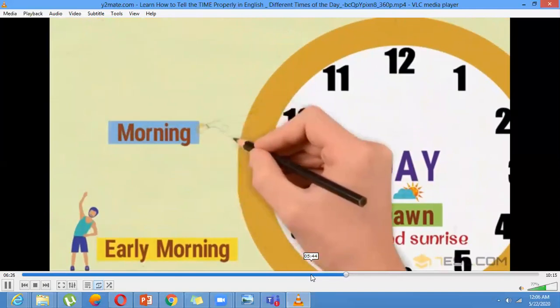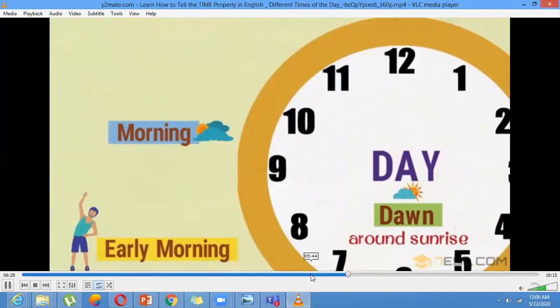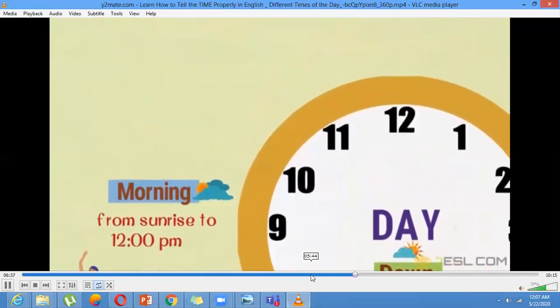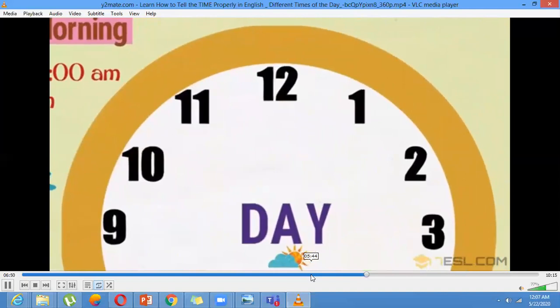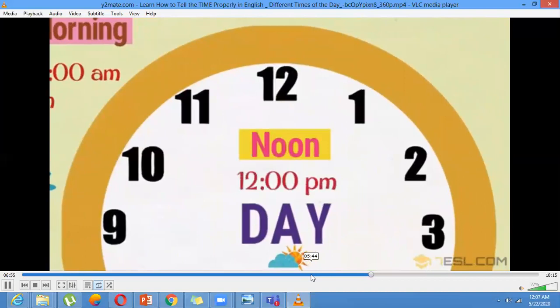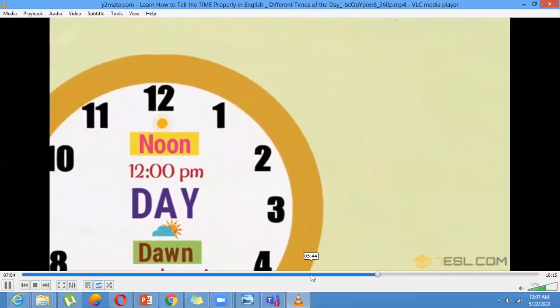Now, the morning. Which is the morning time? Morning starts from sunrise to 12 p.m. If we say late morning, that means it's about 10 a.m. to 12 p.m. If you are waking after 10 o'clock, we can say that you awake in late morning. Noon is 12 p.m.